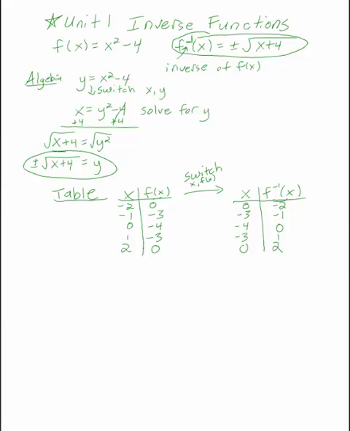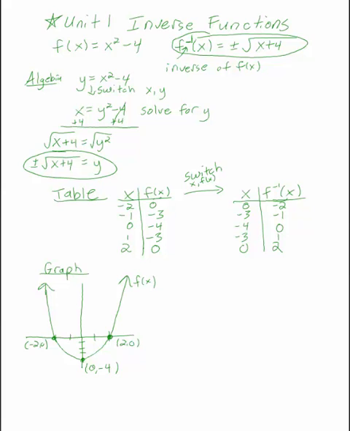So how could we do this with a graph of f of x? Okay, so I'm going to sketch the graph of f of x. It's a parabola. Vertex is at 0, -4. And it's got a 0 at 2, 0 and -2, 0. So there's a sketch of the graph, and I'm just labeling a couple of the points. So that's the graph of f of x.